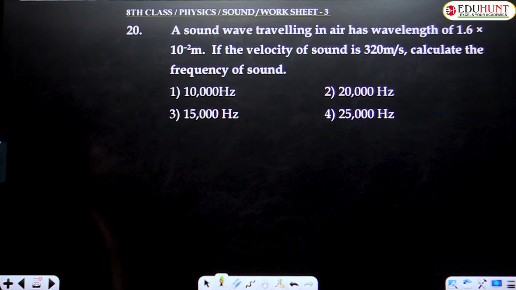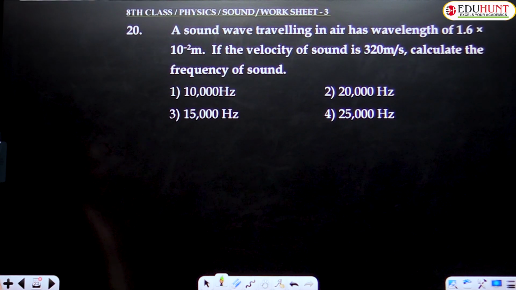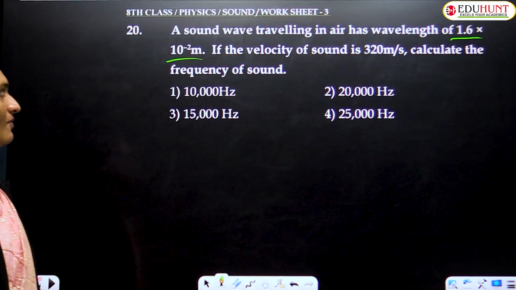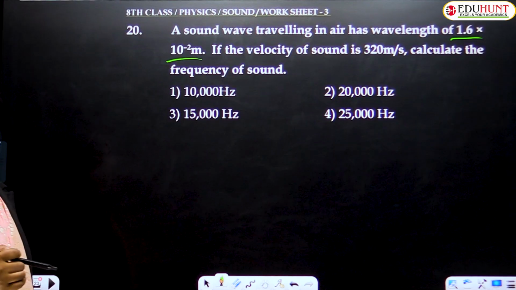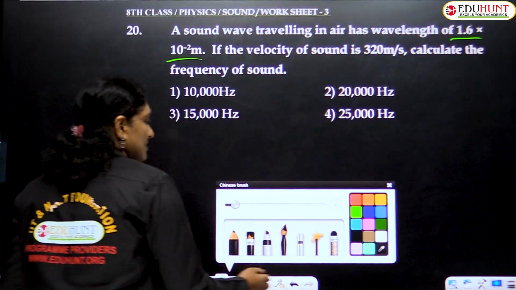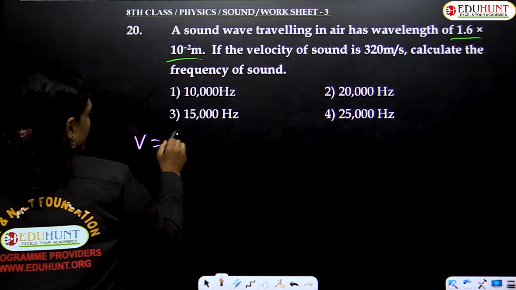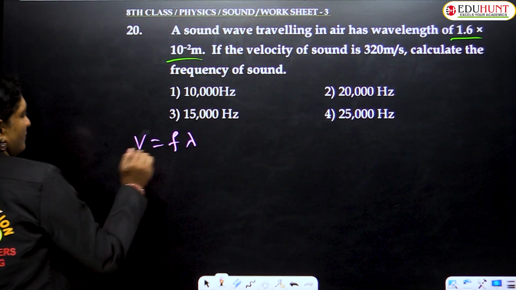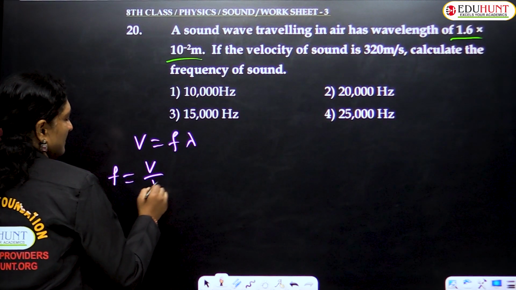On the earth, a sound wave traveling in air has wavelength 1.6 into 10 power minus 2 meters. So wavelength itself was given as 1.6 into 10 power minus 2. Lambda was given. Velocity of the sound is given as 320 meter per second. You're asked to find the frequency. What are the given quantities? Lambda, V and F. So what is the relation between lambda, V and F, my dear children? The relation is V equals F lambda, and you're asked to find out frequency. So F must be equal to, bringing the lambda to the other side, V by lambda.